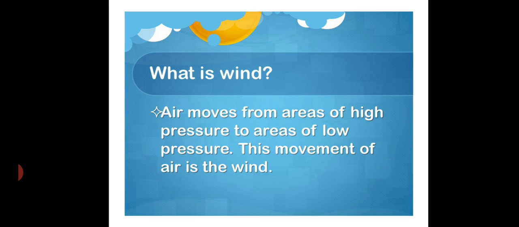See students, air moves from areas of high pressure to areas of low pressure. What did I say? Air moves from high pressure to low pressure, and this movement of air is called wind. In simple language, moving air is called wind.